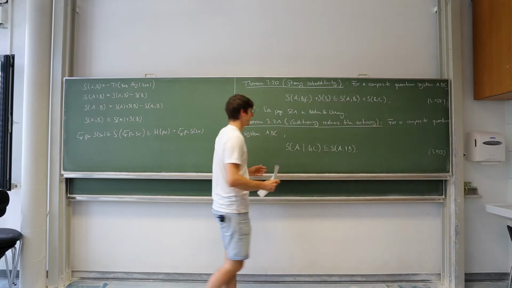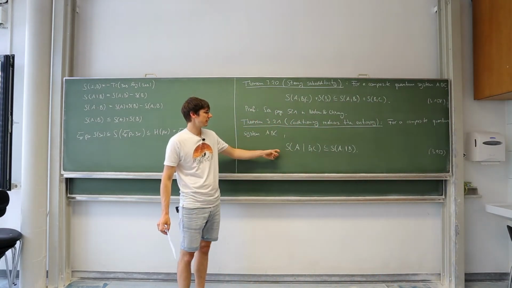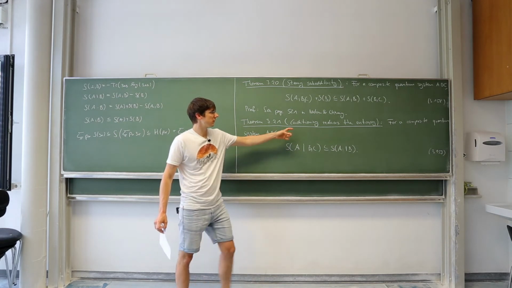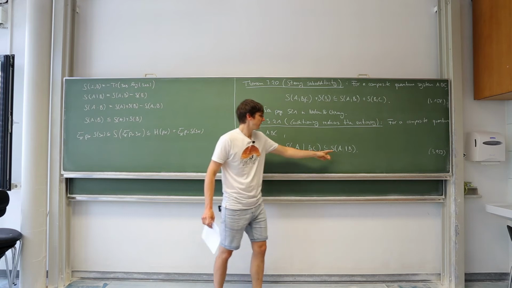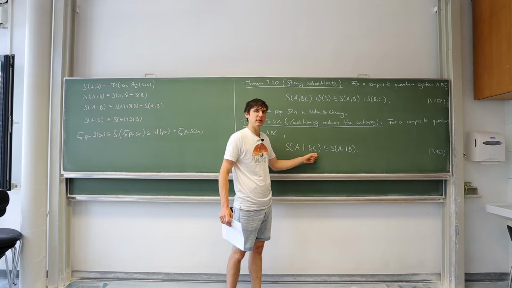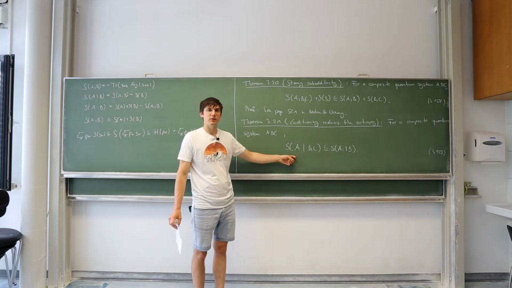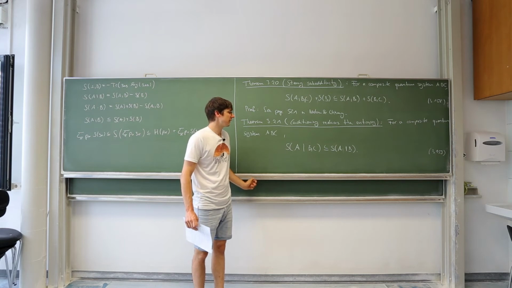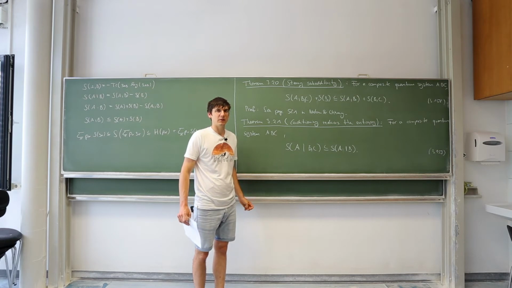And what this, just as the name of the theorem tells us, is that conditioning reduces the entropy, meaning that instead of conditioning only on B, if you condition on both B and C, then we get a reduced entropy. Okay? It is intuitively kind of clear that we must get a reduced entropy if we compare this with the classical counterparts.